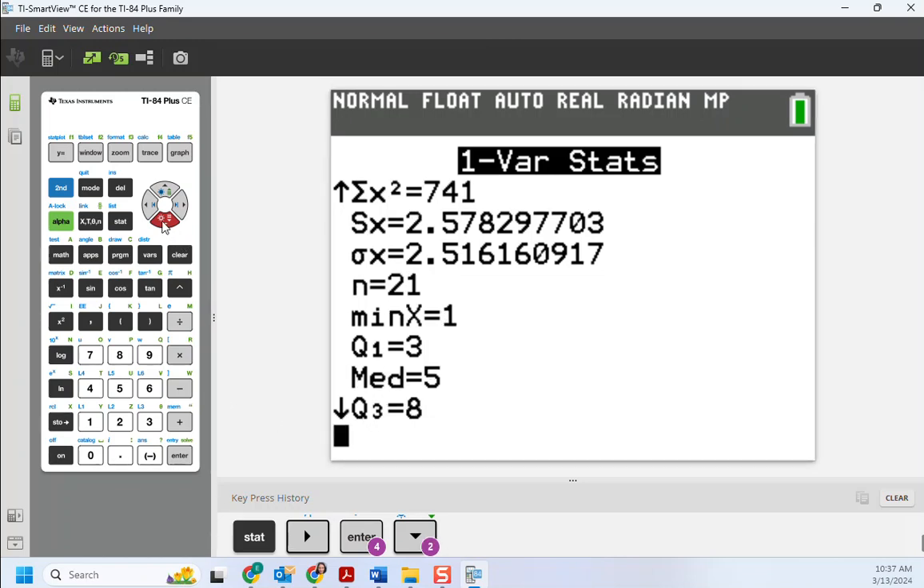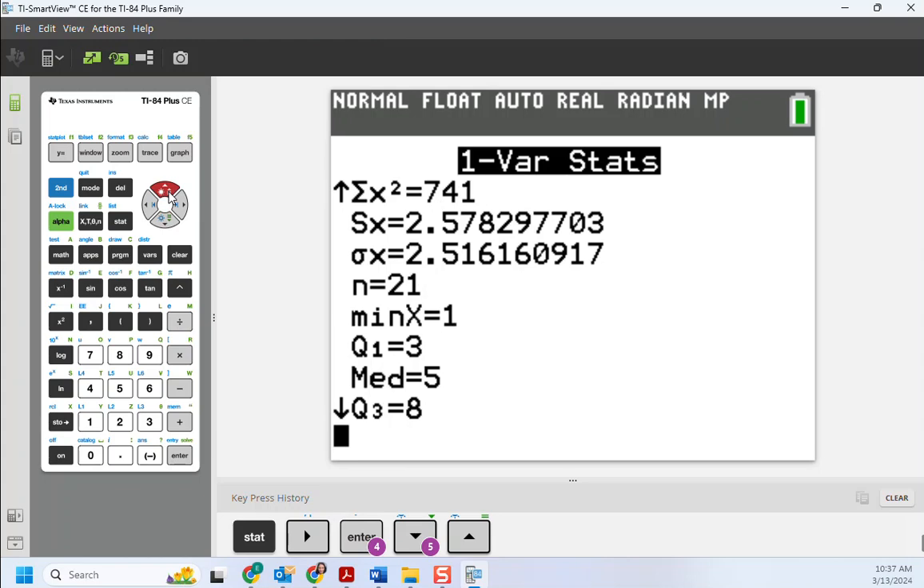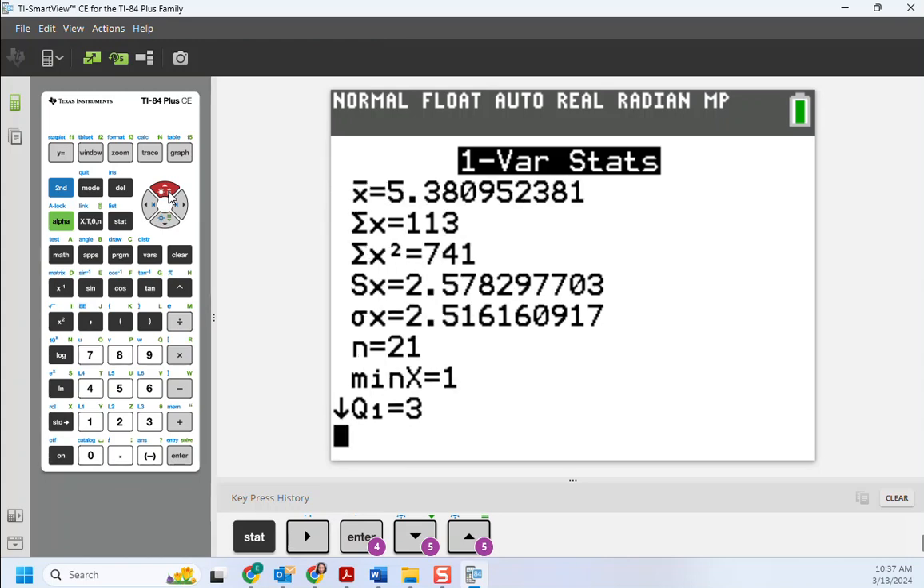No. Quartile 3. Max. I'm not seeing mode. Okay, so we're going to have to figure out the mode on our own. Did anybody figure out the mode yet? Which number occurs the most? 3 is right. So you just have to do a little bit of counting for that and find that your mode is 3.